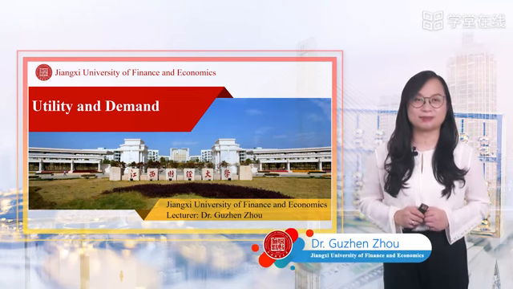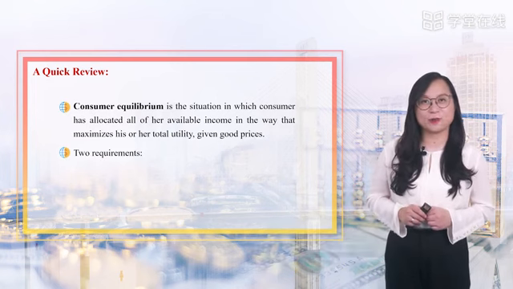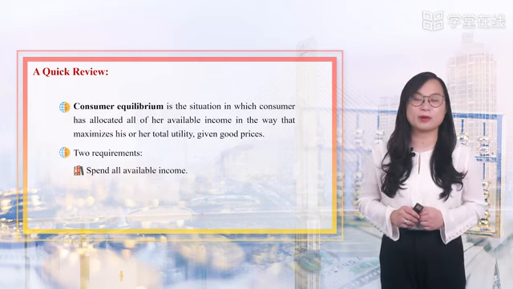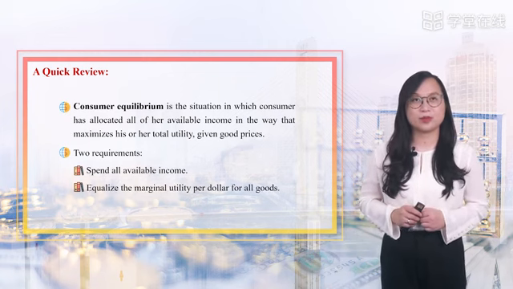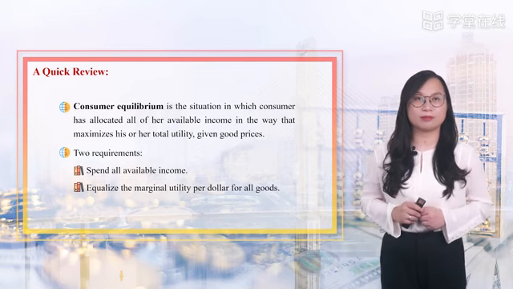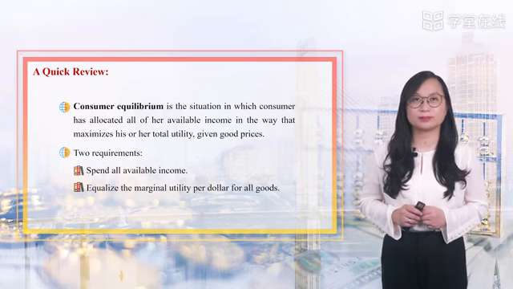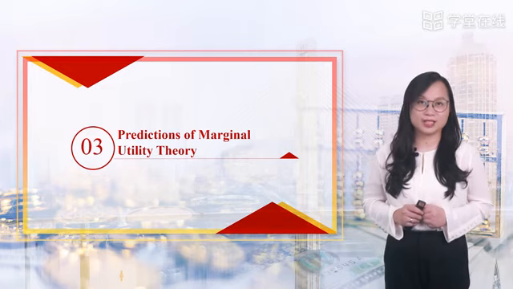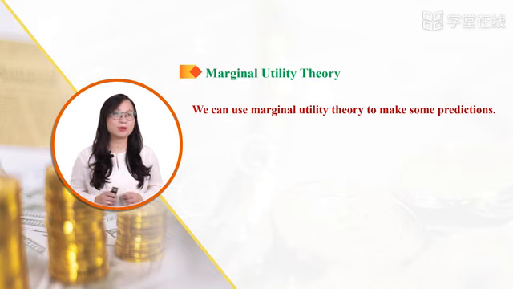Class, welcome back. In the last session, we learned about consumer equilibrium. It is the situation in which a consumer has maximized total utility while allocating available income. Please note that it follows two requirements. First, spend all available income. Second, equalize the marginal utility per dollar for all goods. And today, we will continue our session about predictions of marginal utility. That is, we can use marginal utility theory to make some predictions of consumers' behavior.